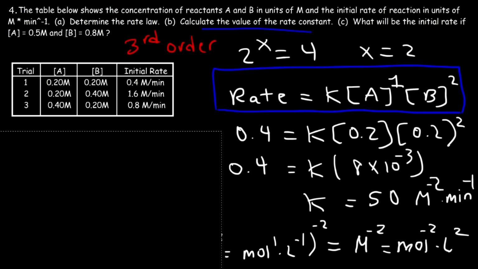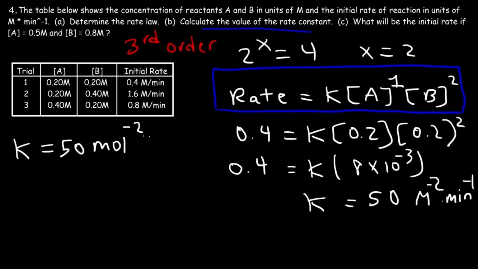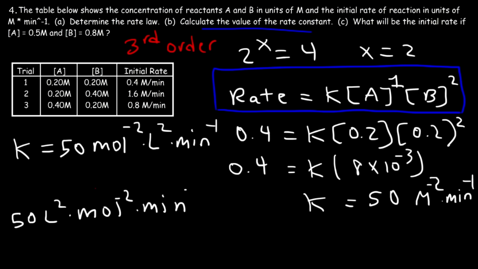So therefore, we could write the final answer for K like this. So we could say K is equal to 50 times moles to the negative 2 times liters to the positive 2 times minutes to the minus 1. It might be better to put the positive exponent first. So you could say it's 50 liters squared times moles to the minus 2 times minutes to the negative 1.